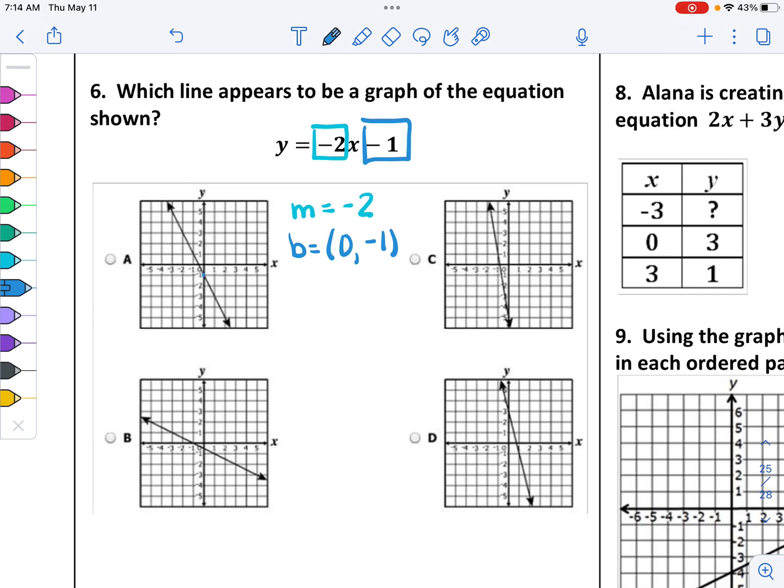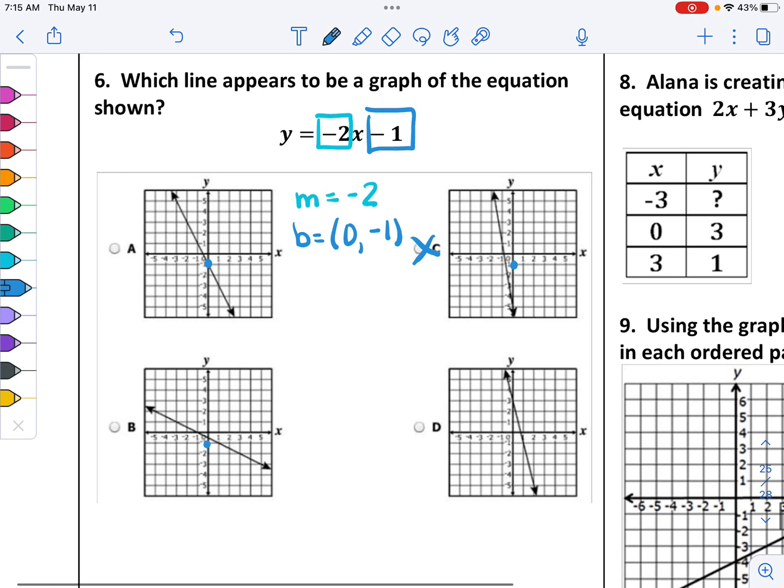Let's start there. So if I look at 0, -1, that is on the graph. 0, -1, that's not on the graph of that one. 0, -1, that graph is just a little too high. 0, -1, that graph is definitely way too high up. The only one that shows me 0, -1 would be A. I can double check my work and I can try that slope of -2. That tells me to go down 2 and over 1. So that would make letter choice A the best option.